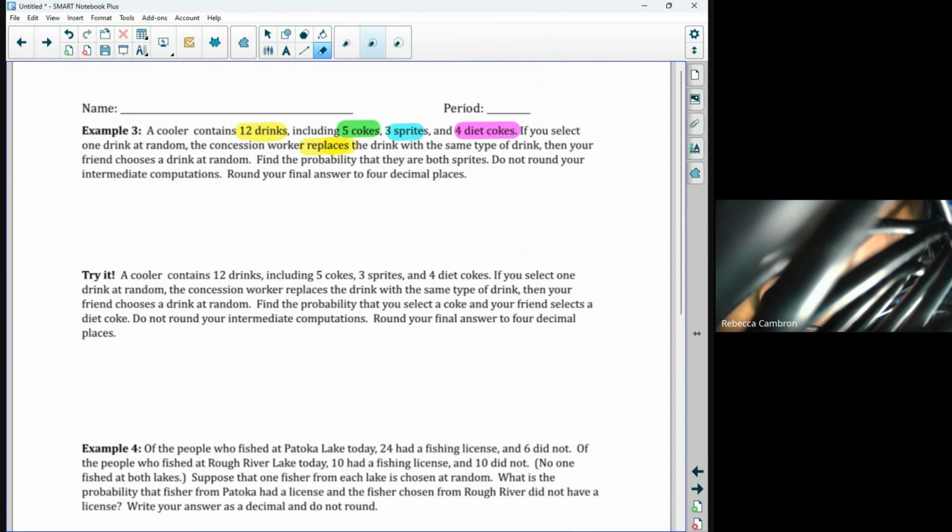So I want the probability that they're both Sprites. So the probability that the first one is a Sprite times the probability that the second one is a Sprite. There are 3 out of 12 Sprites times 3 out of 12 Sprites, because I put it back, which is 9 out of 144. And I did not round this to 4 decimal places, so let me do that very quickly.